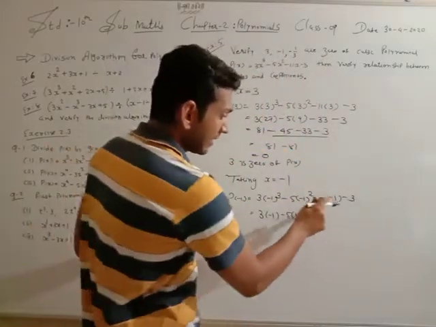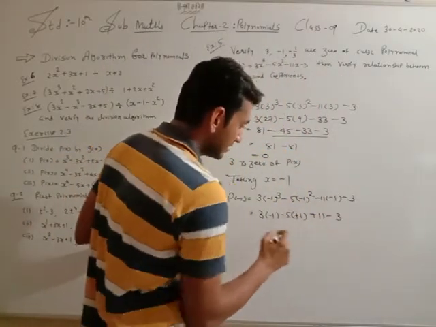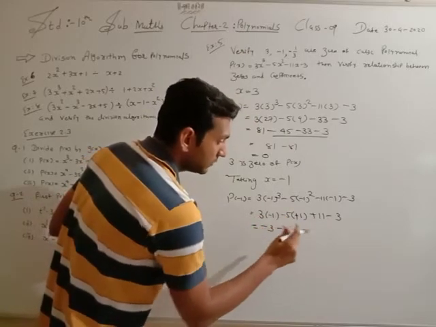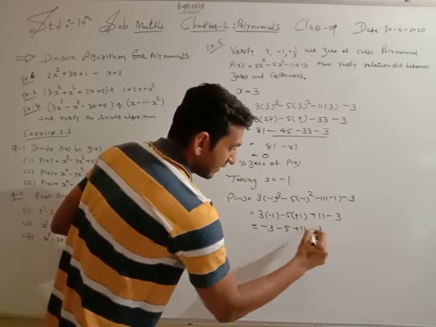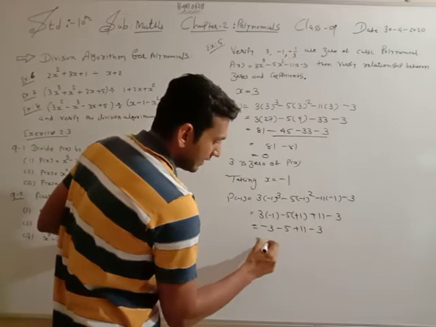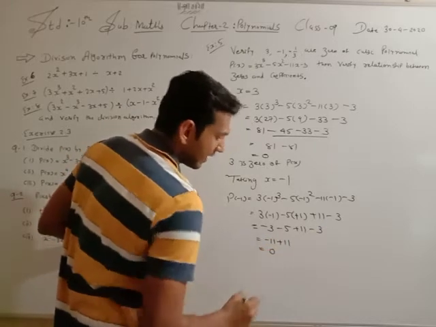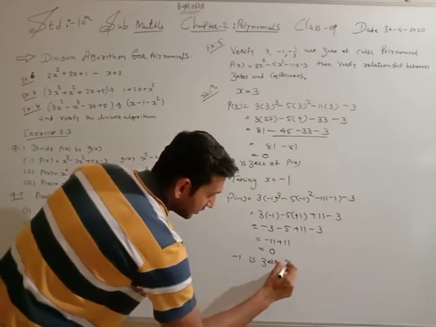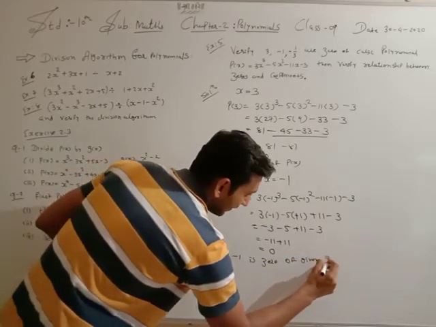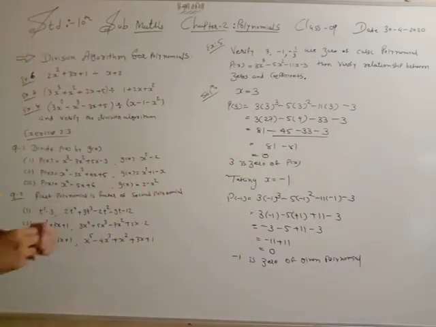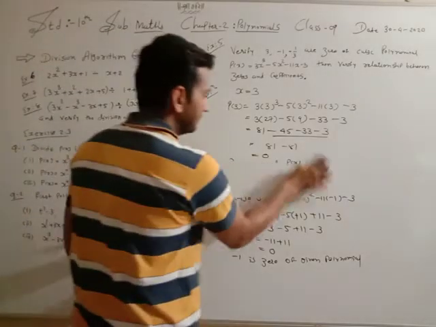Okay, no problem. Minus, minus plus 11, minus 3. 3 ones are 3, 5 ones are 5, plus 11 minus 3. Okay, 5 plus 3 is 8, 9, 10, 11, minus 11 plus 11, the answer is 0. So minus 1 is a zero of the given polynomial. Now the third value is minus 1 by 3.